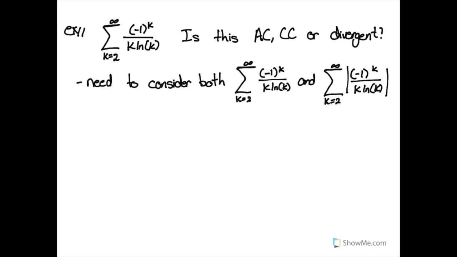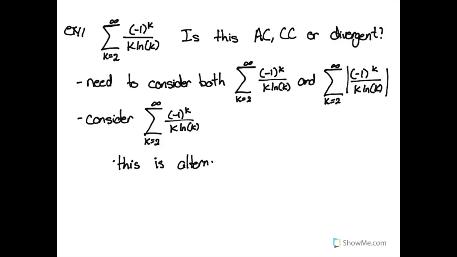Right. So let's start with the original series. So consider the original series, minus 1 to the k over k ln k. Okay, so note this is an alternating series, because we have the minus 1 to the power of k term. And the corresponding positive sequence is ak equal to 1 over k ln k, right? And this is a positive sequence.